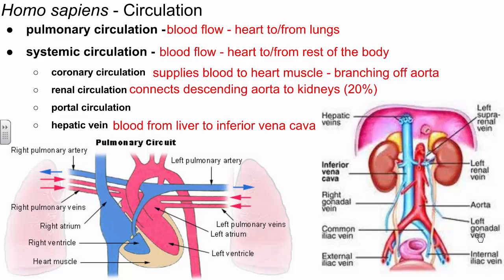And again, we didn't talk about them yet, but we know the kidneys filter our blood, take out substances that could be toxic if they built up. So renal circulation is that circulation to the kidneys.